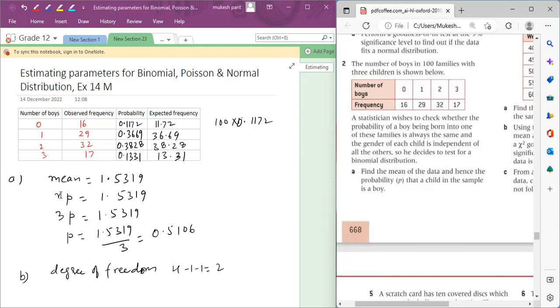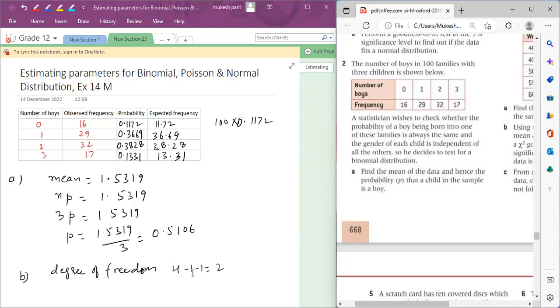N means number of trials, P means probability of success. So NP equals this much, and N equals 3 because there are 3 children in the families, with 100 families. So 3, and the probability of success will be this much, and the degree of freedom will be the number of cells.